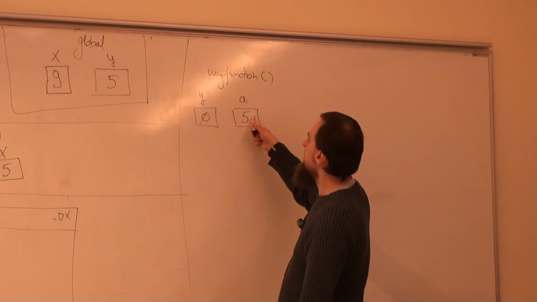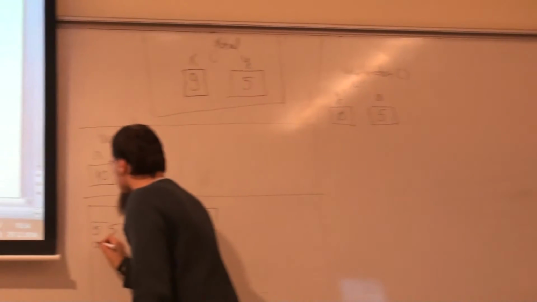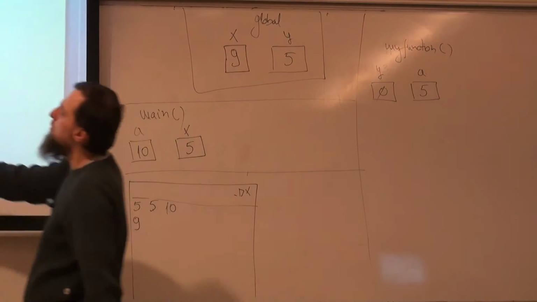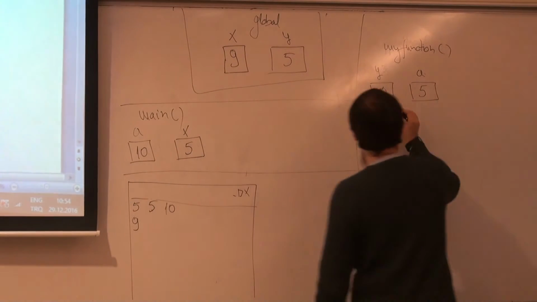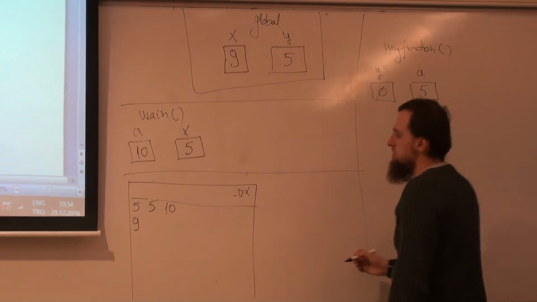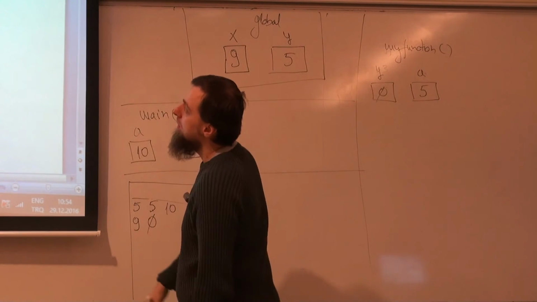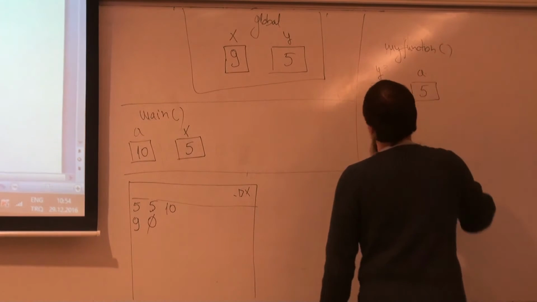So do I have x here? No. Then I go to the global x, which is 9. So I'm printing 9 for x. Then I'm printing here y. But which y? The one closer to my function. So it's 0. So it's 9, 0. And I'm printing a. It's 5.